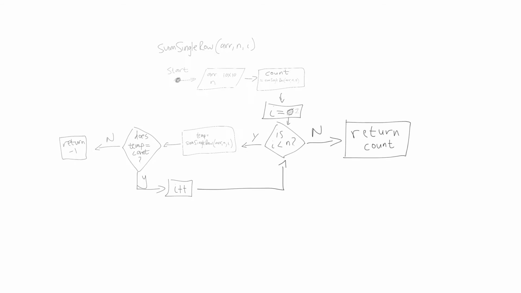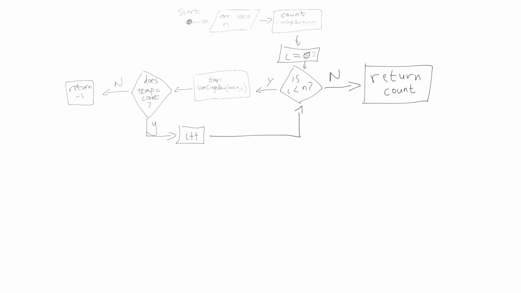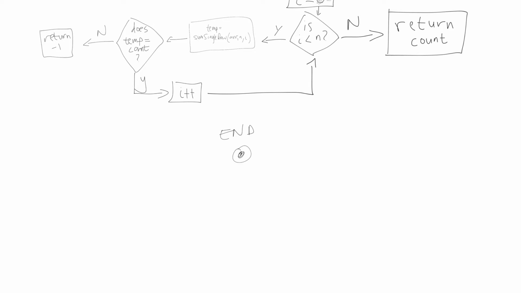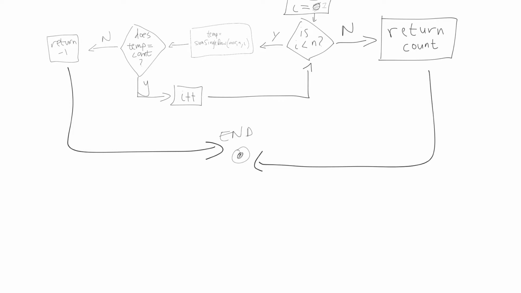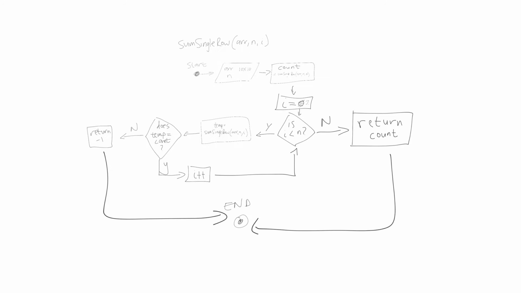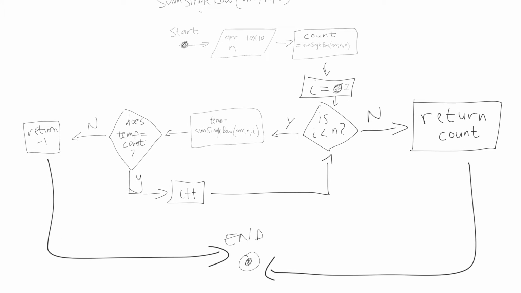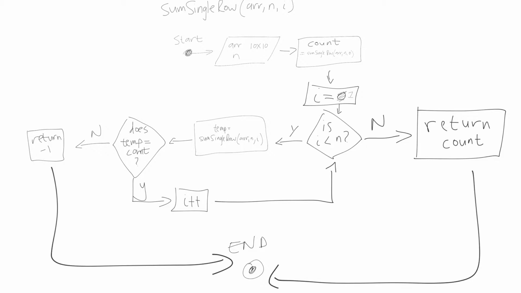Now finally, what we need to do is just put our endpoints here. So let's create an end variable, and to end off this function we either return -1 or we return count, and we've ended. Cool. So this is now the flow diagram for counting, checking every single row and making sure that each row is the same.